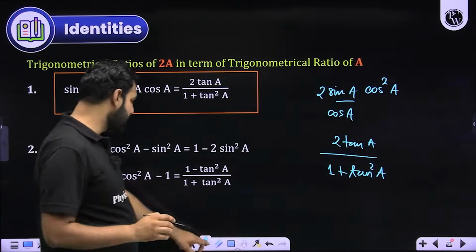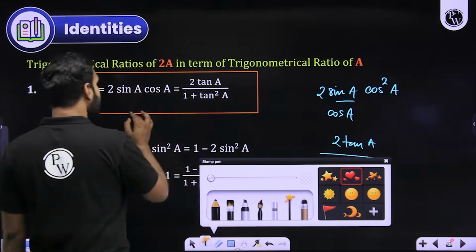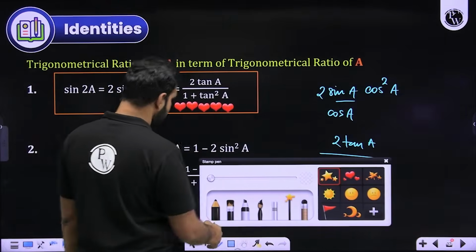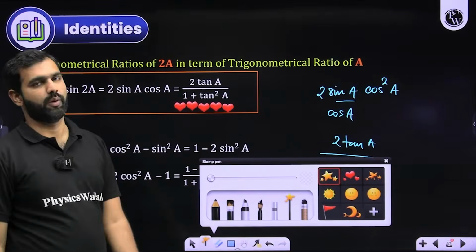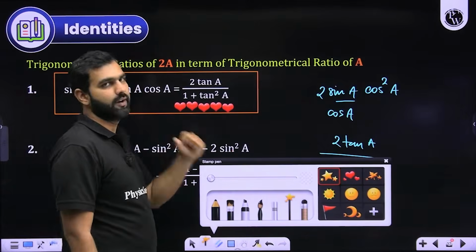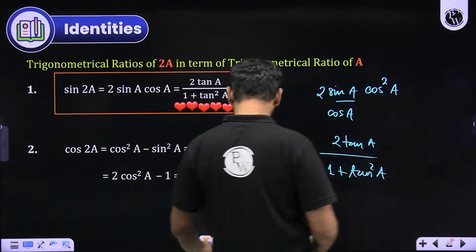Usually what students do is they remember this one, but they forget this one. And I will ask you all to remember this one as well. 2 tan A upon 1 plus tan square A. Because in integration mostly, we deal with this particular formula. So please remember this as a result.